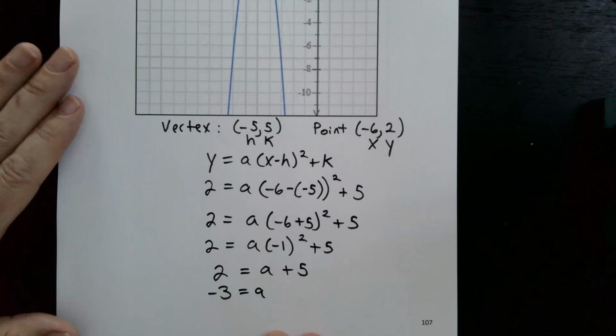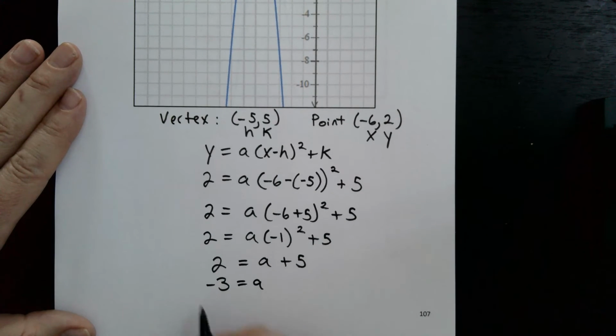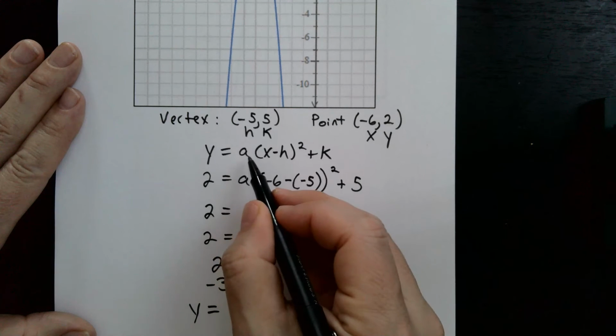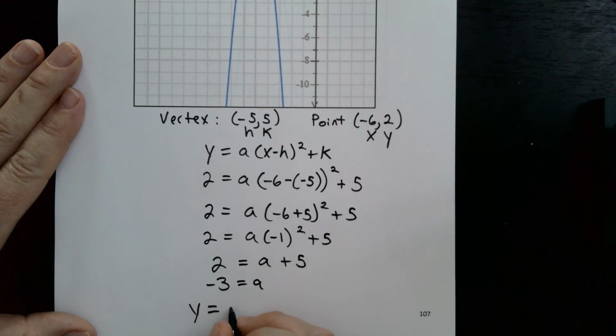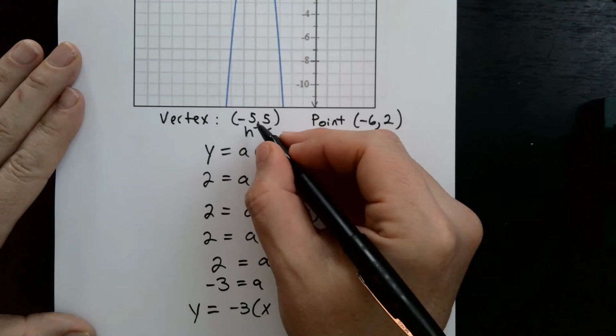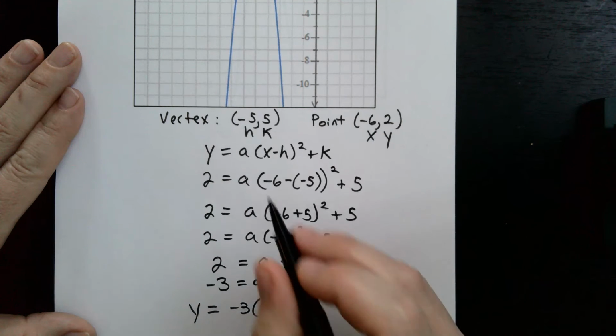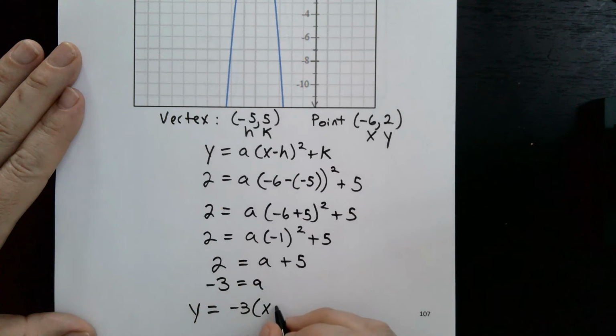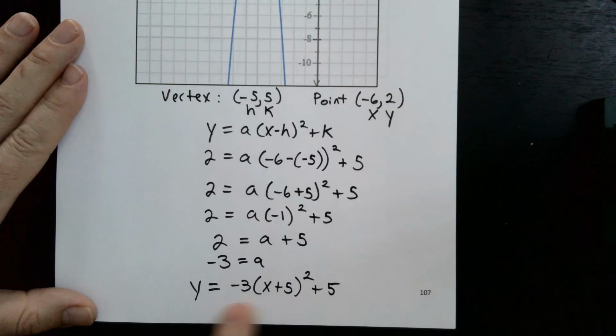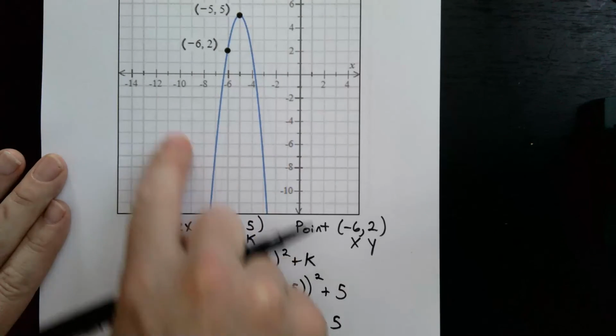Given that piece of information, I can now write my function. y is equal to, I'll put my a in, my a is -3, so -3 parentheses x minus h, so x minus a -5 becomes x plus 5 squared, and then plus k, or plus 5. Okay, so this is this graph.